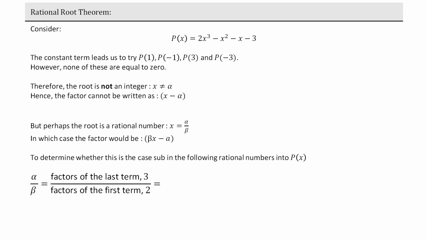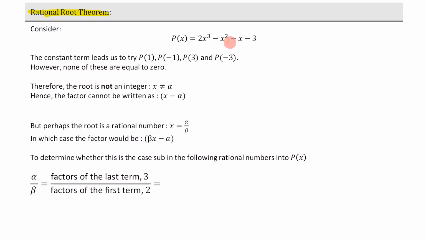Welcome. So we're going to go through the rational root theorem. Now the rational root theorem is a bit fiddly, it's a bit tricky, but hopefully you give me your full attention here and you can walk away feeling confident with the process. So it says, consider this polynomial right here, 2x cubed minus x squared minus x minus 3.